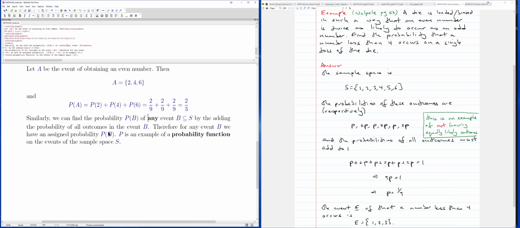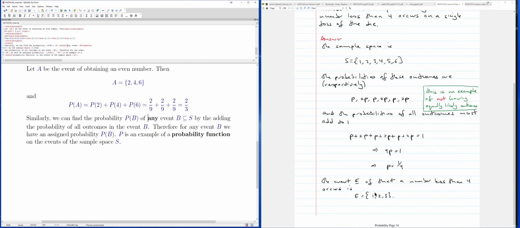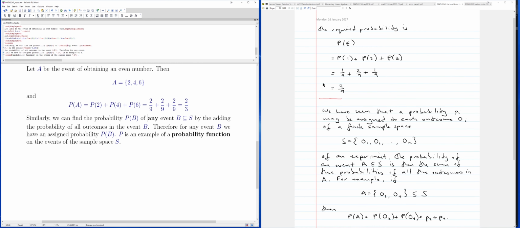So this, if you want, is a function on the subsets of your sample space. For each subset, you get a probability, and something like that is called a function. For example, for this subset over here, 2, 4, 6, the function p will give you the probability 2/3. For this other subset over here, the probability function will give you a probability of 4/9.